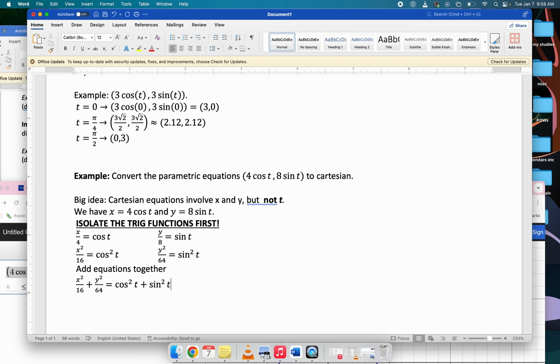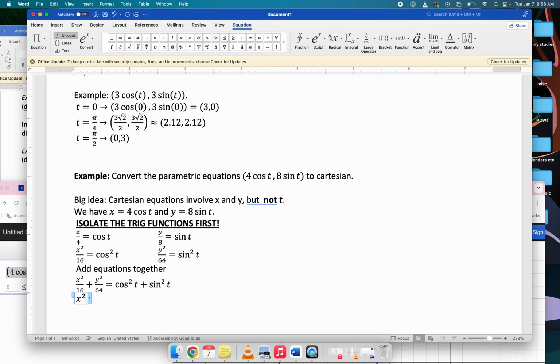And this is where the t will disappear. Remember, the objective is to eliminate the parameter t. A Cartesian equation should only involve x and y, not t. And hey, look at that. That's just 1, right? So you get x squared over 16 plus y squared over 64 equals 1. Sure enough, that's the equation of an ellipse. So that's kind of a proof that this thing represents an ellipse.